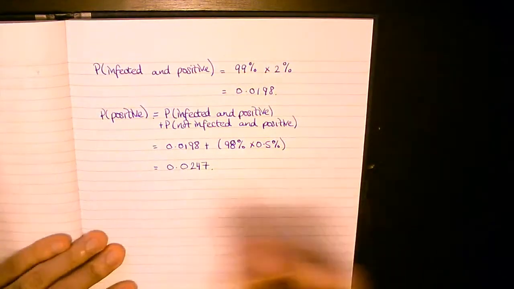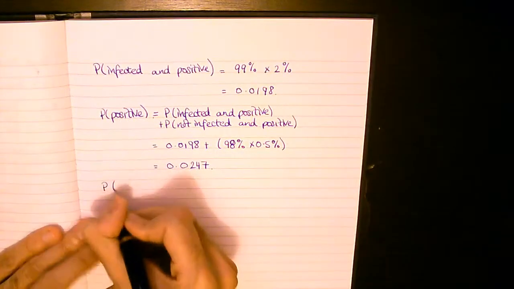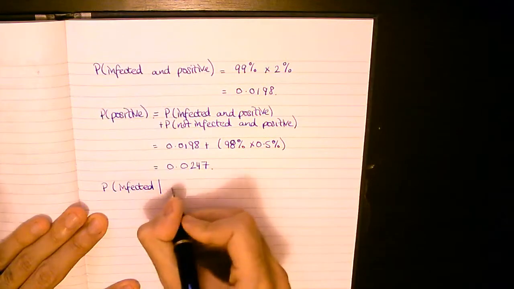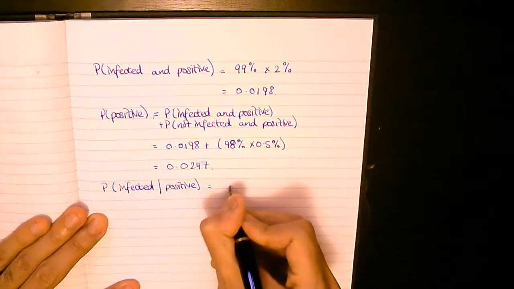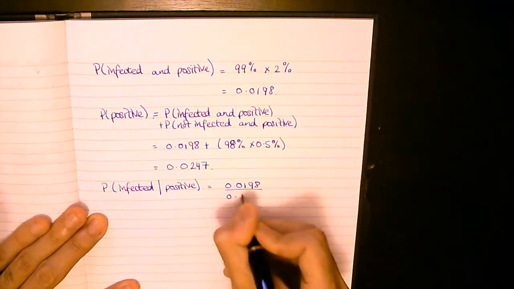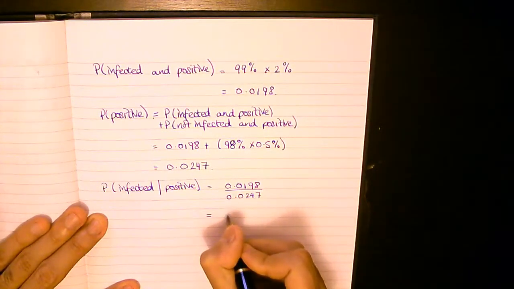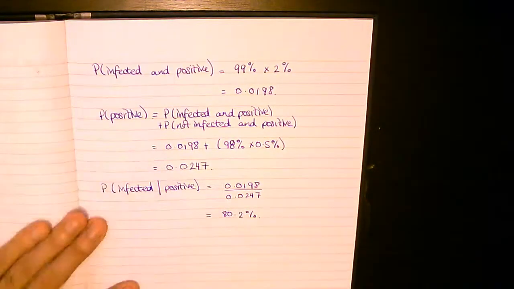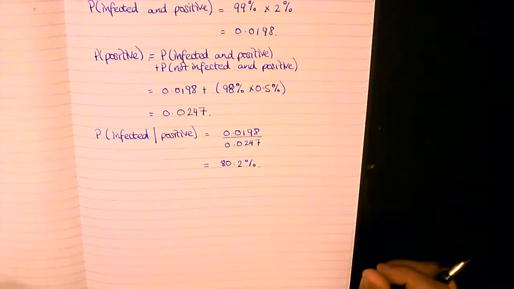Okay, great. So now we can just stick these two numbers into Bayes' theorem and we get our final answer. The probability of infected given positive equals 0.0198 divided by 0.0247, and we get 80.2%. Okay, so the test is actually a lot less reliable than it might at first seem.